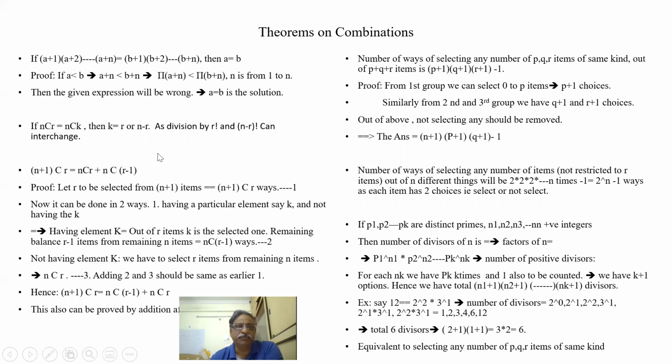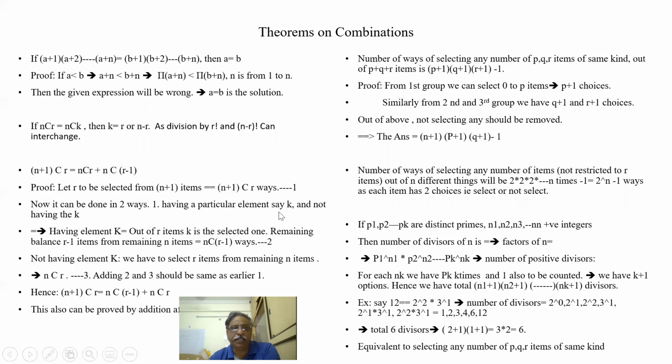Now let us understand this formula: (n plus 1)Cr is equal to nCr plus nC(r minus 1). Suppose there are n plus 1 items and I have to select r items from these. How many ways can I select r items from n plus 1 items? (n plus 1)Cr. This is my left hand side. Now come to the right hand side. These r items I can select in 2 ways: one is having a particular element, or not having that element.